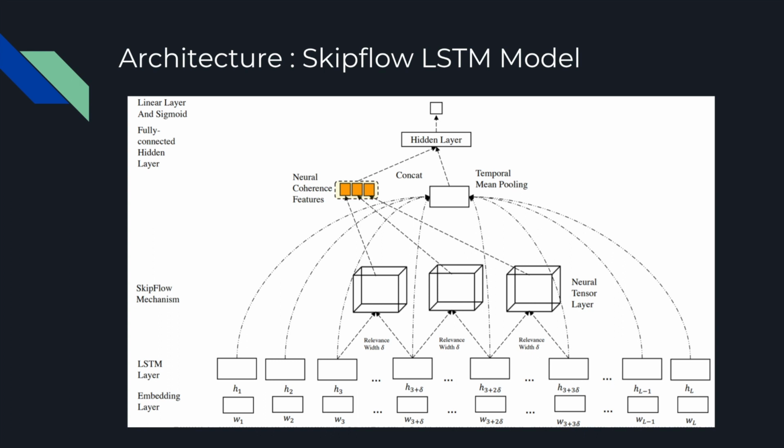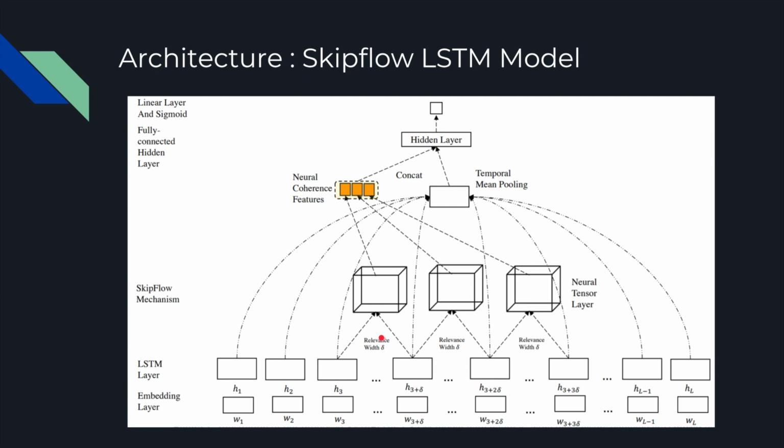Let us have a look at the architecture of the Skipflow LSTM model. At the start, we give the words of the essay as an input to an embedding layer, whose outputs are now fed into an LSTM layer. At this point, we have outputs at every time step from the LSTM layer. We now utilize the temporal mean pooling layer in order to pool all these features at every time step of the LSTM. This temporal mean pooling layer gives us an embedded representation of the final essay.